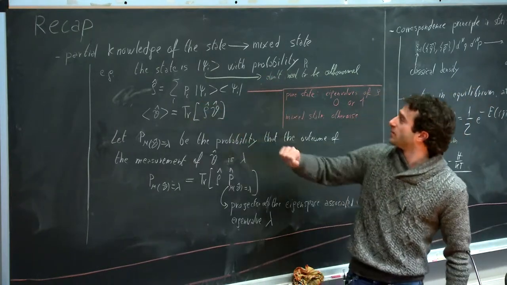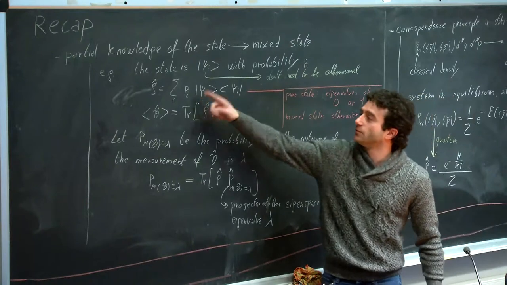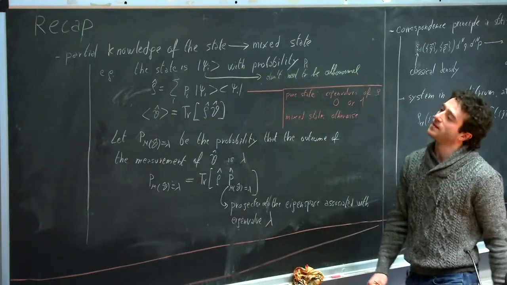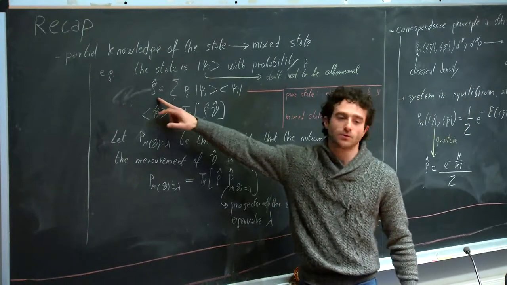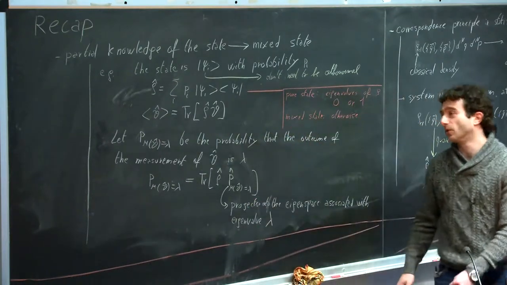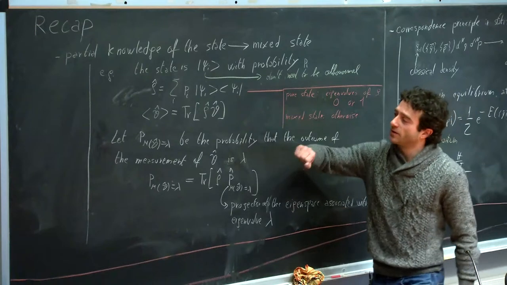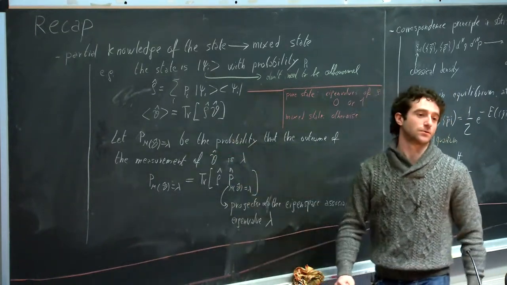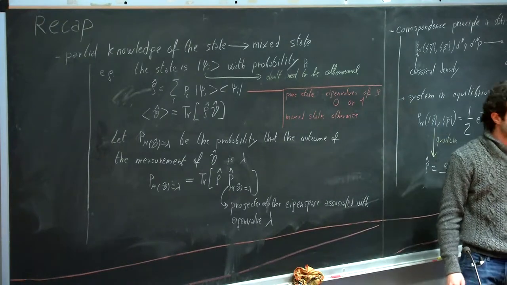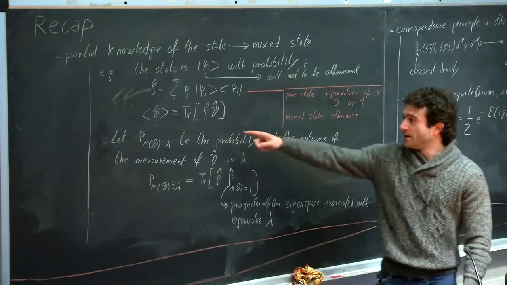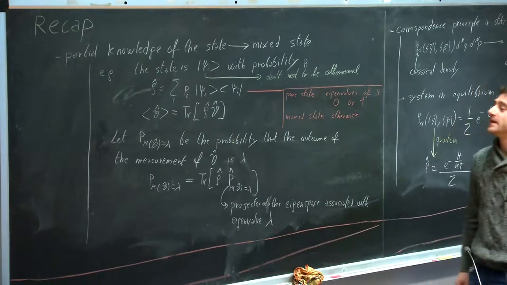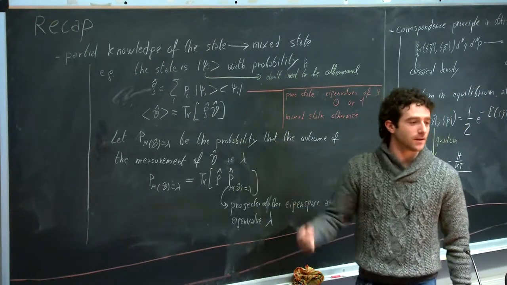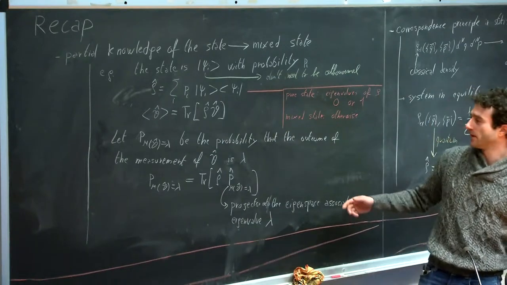For example, if the probability to be in a state is equal to p_i, then you have to describe the system using this operator called the density matrix, which has this form. Using this operator, you can compute the expectation values of the observables in this way. So you should compute the trace of the density matrix times the operator.